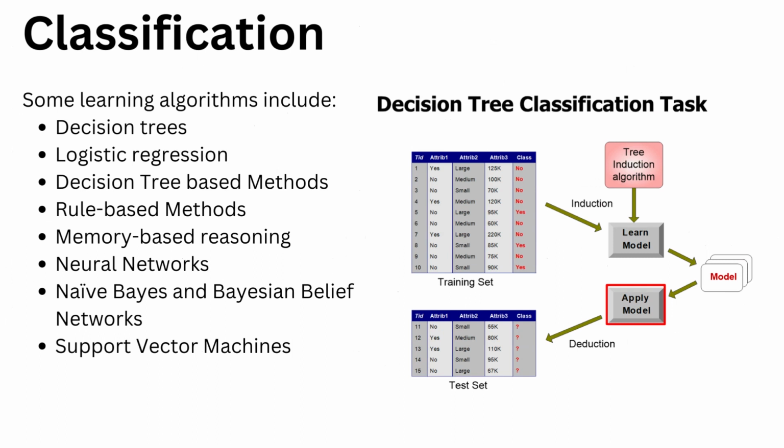And as you can see, there is an example of a decision tree classification task where a model is built using this training set using a decision tree induction algorithm, which is used to learn the model. The model is created and we apply the model to a test set to check its accuracy, and if the accuracy is good, then it can be used to classify another set of unseen data.